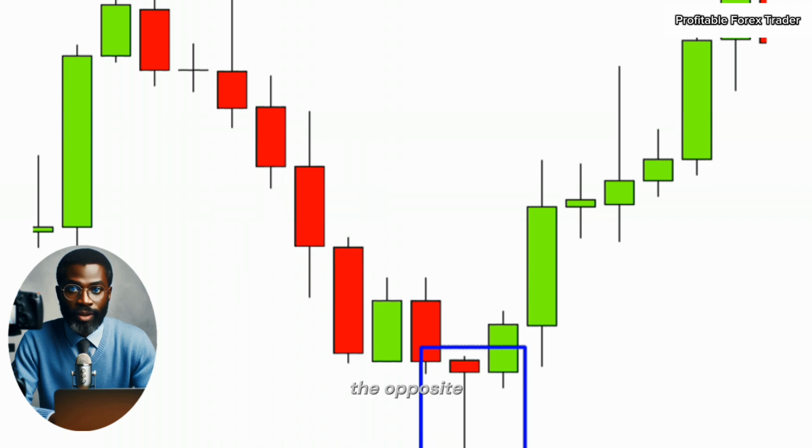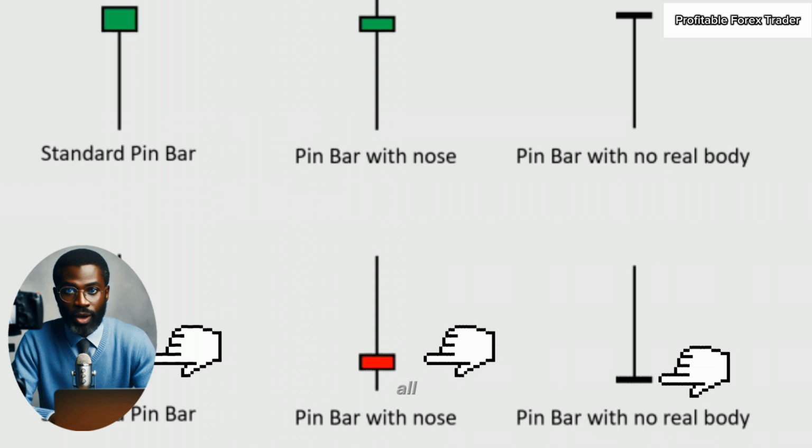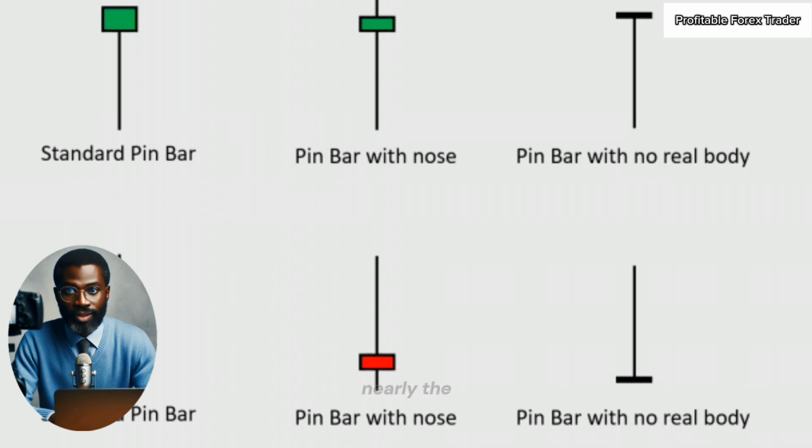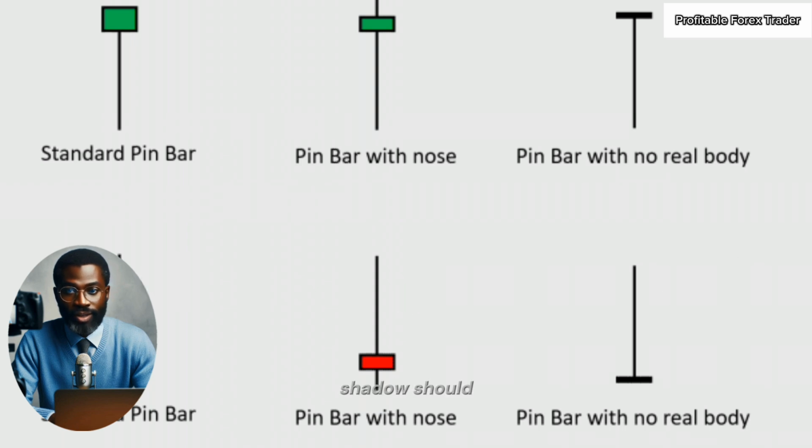Now let's look at the opposite of a bullish pin bar, the bearish pin bar. As the name suggests, the bearish pin bar works in reverse. Just like the bullish pin bar, it has a small body or sometimes no body at all, where the opening and closing prices are nearly the same. However, what sets the bearish pin bar apart is its long upper shadow. For it to qualify as a true bearish pin bar, the upper shadow should make up about 2/3 of the entire candlestick range.